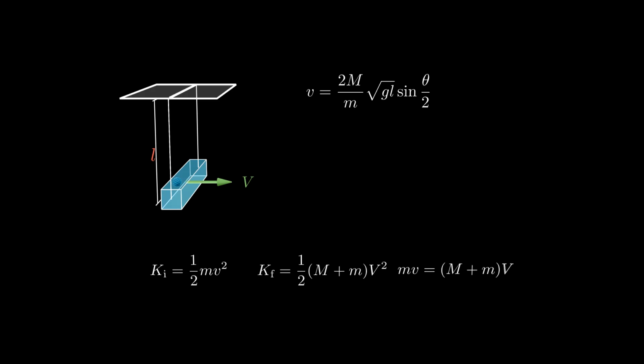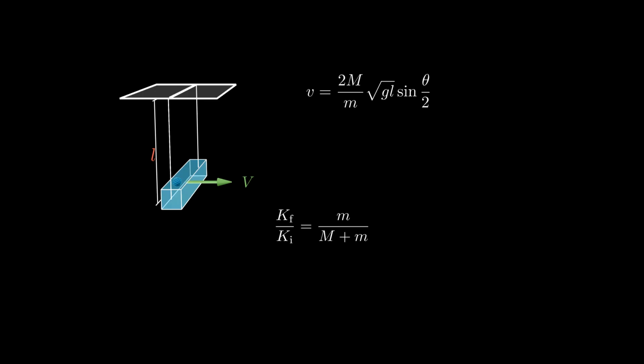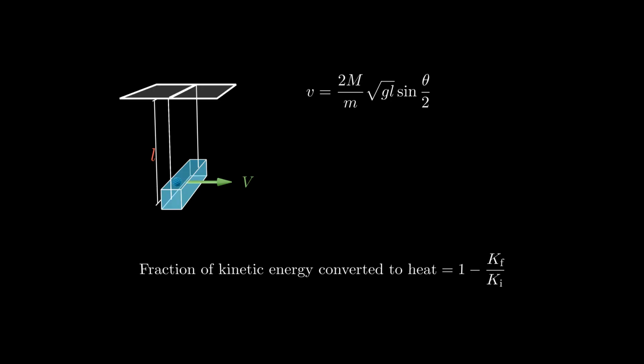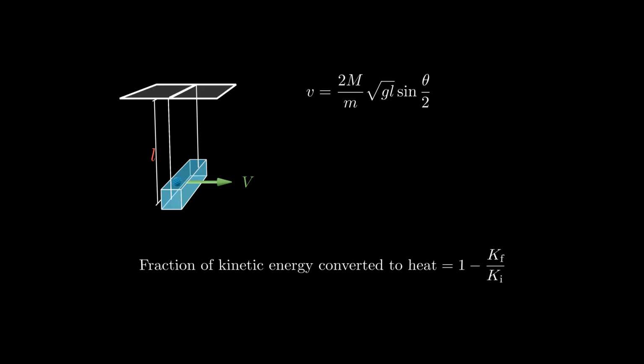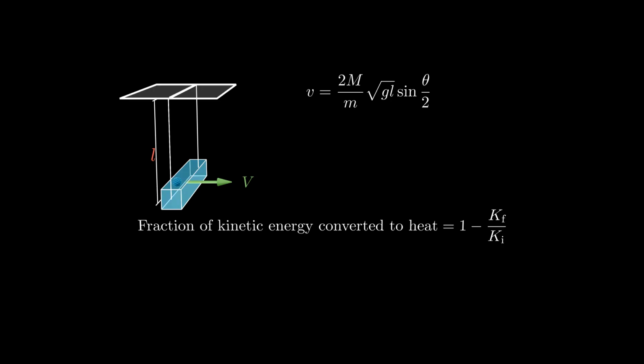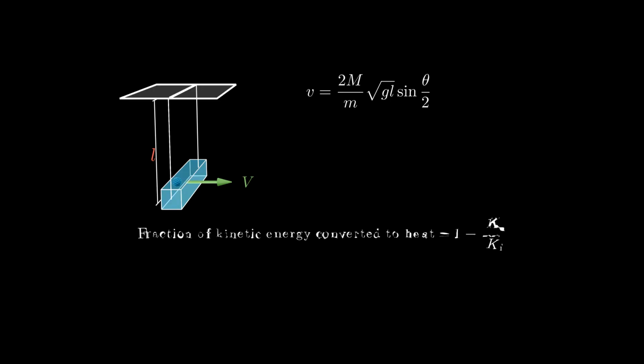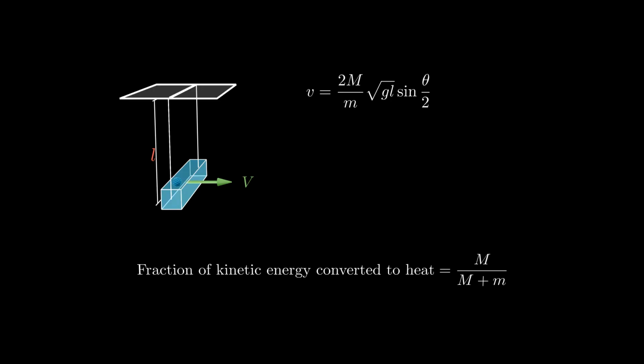Using the relation m v equal to small m plus capital M into capital V, we get Kf by Ki equal to small m by capital M plus small m. This is the fraction of energy that remains as mechanical energy. Therefore, the fraction of energy that got converted into heat is 1 minus Kf by Ki, which turns out to be capital M by capital M plus small m. And this is the answer for my second part.